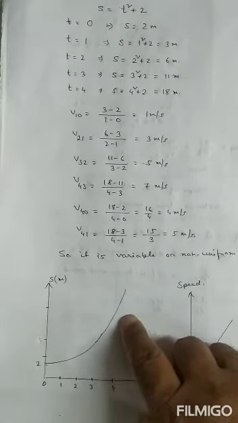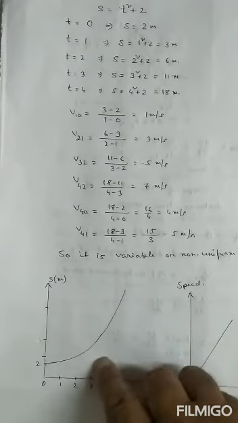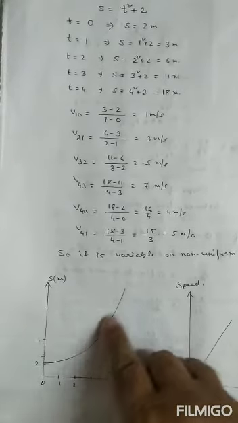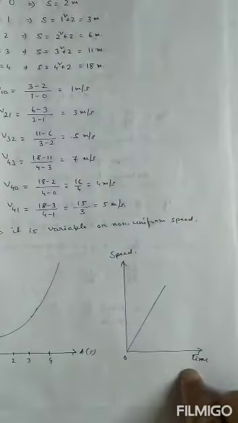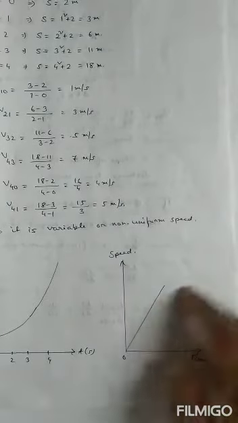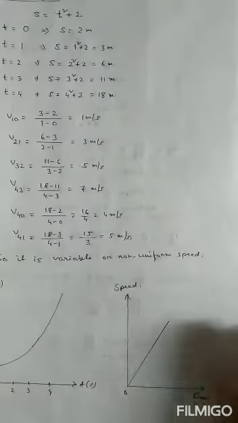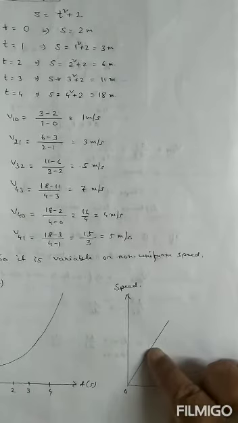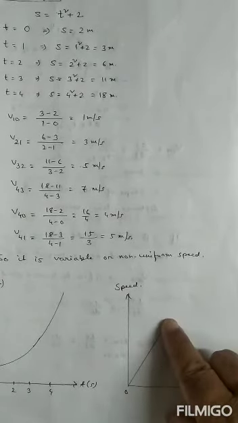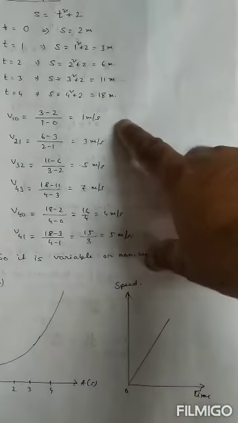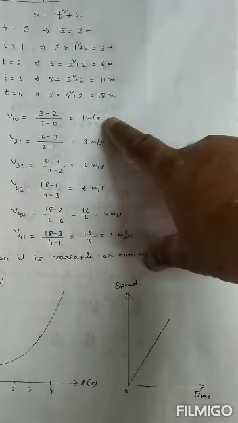Whenever a body moves with variable speed or non-uniform speed, the distance time graph is not a straight line, it is a curved one. But in this particular case, what is the speed time graph? The speed time graph is a straight line inclined to the time axis. Because at the end of 1 second, it is 1 meter per second.